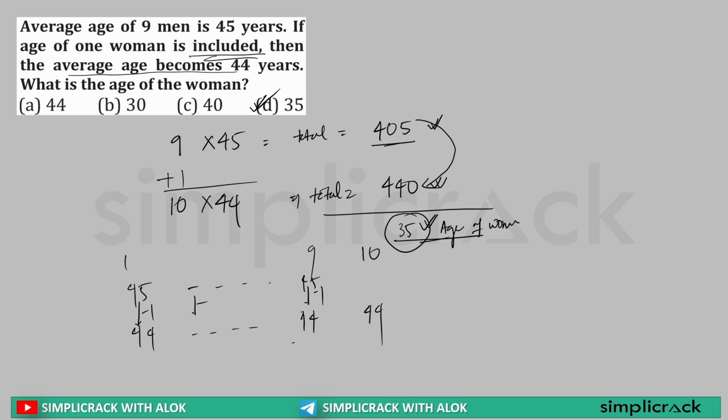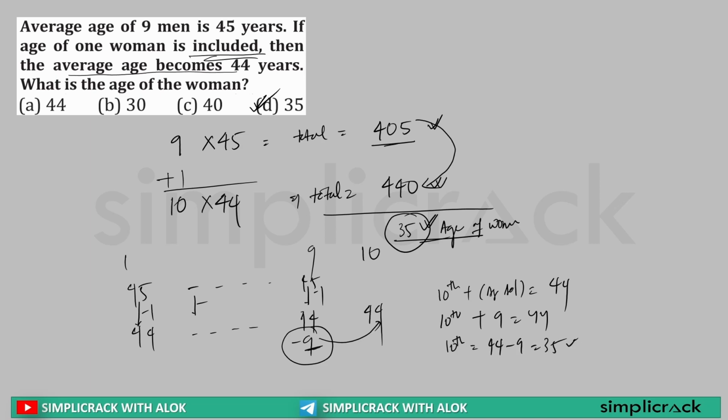So total drop is what, sir? Minus 9. This minus 9 means what? This number has been distributed over the 10th number. So what I will do? Sir, the 9 was distributed. So I say, sir, 10th number plus what is added is equal to what, sir? 44. So from all these numbers, how much age was added to the 10th number? 9. So 10th number plus 9 is equal to 44, or sir, 10th number is equal to 44 minus 9, that is 35. So this way also you can calculate the whole thing.